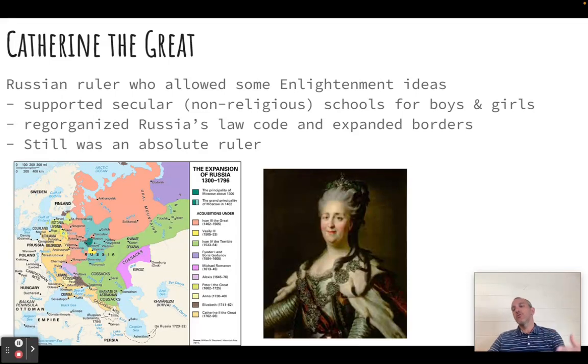She's also going to change the law code. There's going to be a written law code in Russia. She allows for some Enlightenment ideas within there, for example, certain legal codes and trials and whatnot.